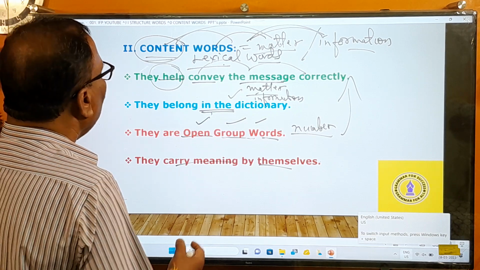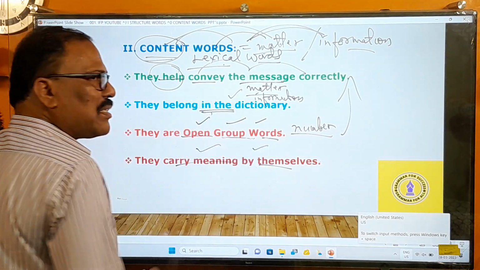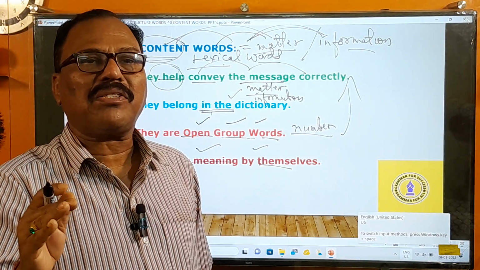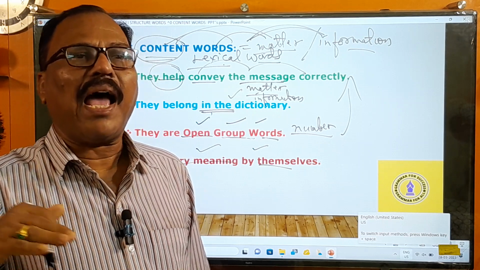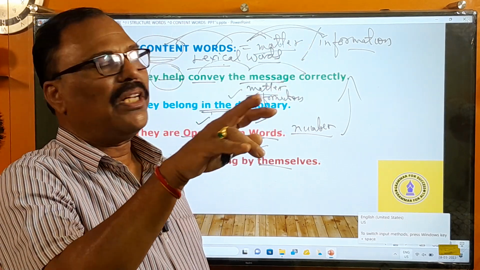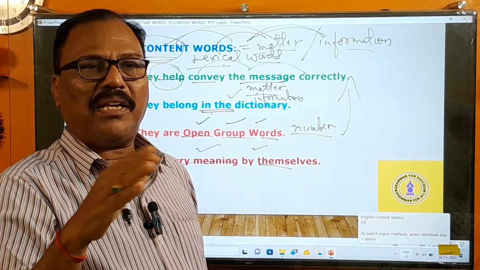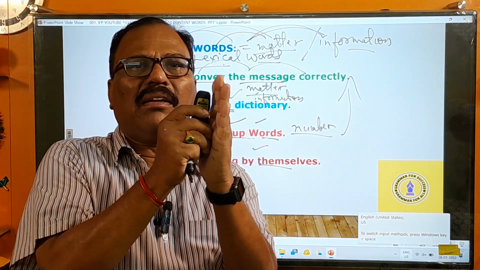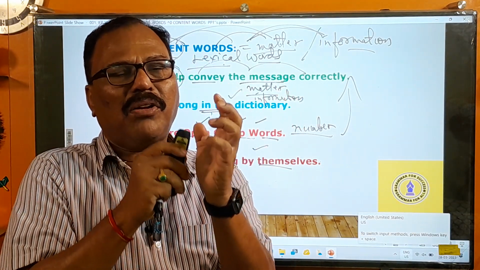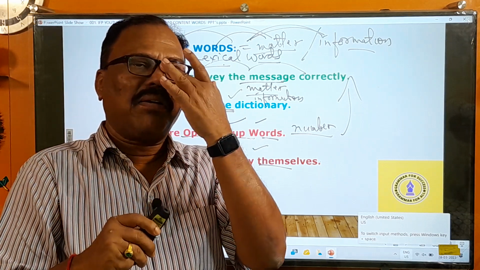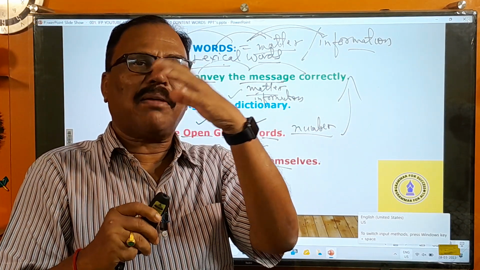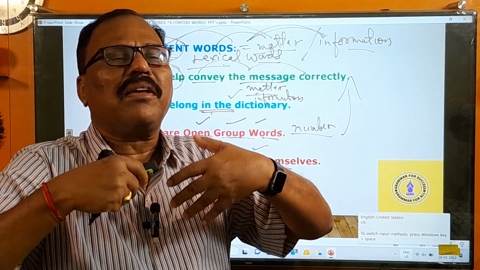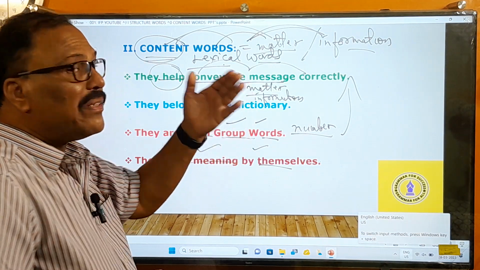So the content words carry meaning by themselves, whereas the structure words don't carry meaning by themselves unless and until they are added to some content words. They do not convey any message, any meaning at all. So the structure words should come and get added to the content words. Then only the structure words will make a beautiful meaning. They make some sense. Until then, they don't make any sense. They don't carry meaning by themselves. That point.